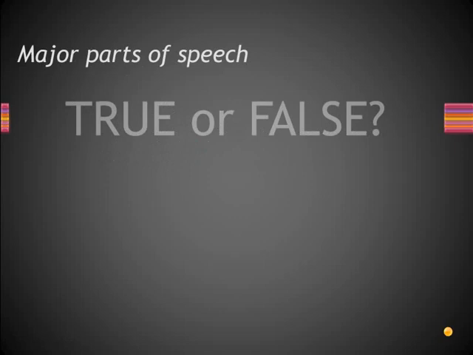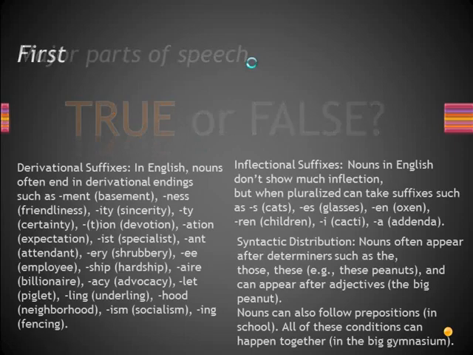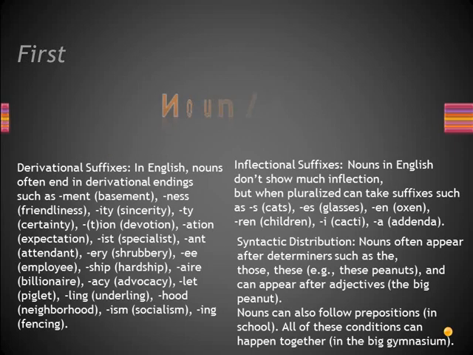Okay, let's discuss some parts of speech, or major parts of speech. There are 4 major parts of speech, and I'm sure you must have known this. The first is noun. What is a noun? A noun is usually related to a person, names, or things.